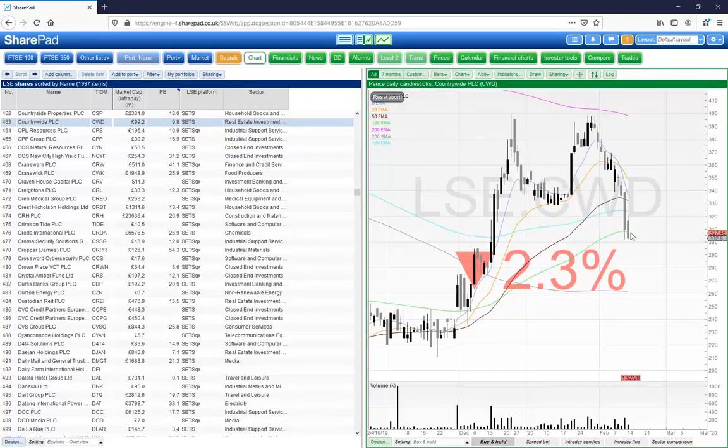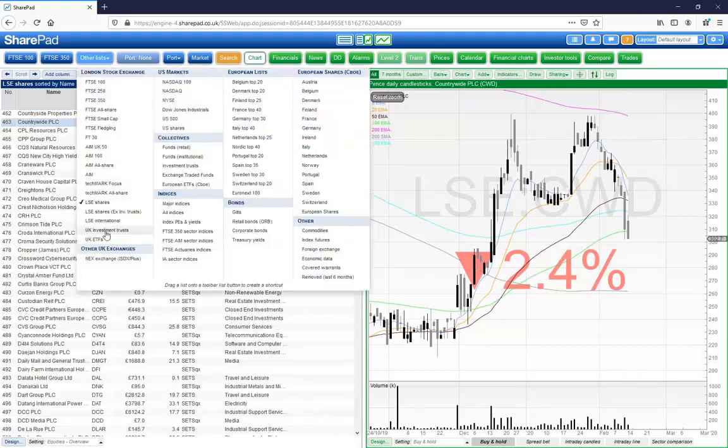If I wanted to trade Countrywide, I'd want to have it in an uptrend, and I'd probably want to see it break this level, the 400, and I'd also want to see it break the 200 as well. That's an important trend line.